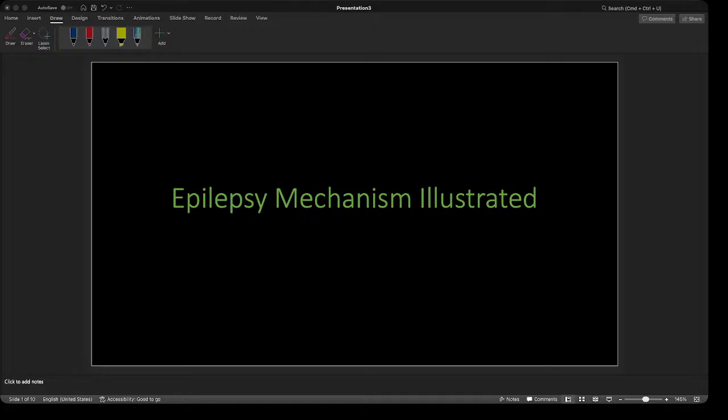I know some of you might have a little hard time understanding some concepts in this section on epilepsy. So this is just a brief illustration. Hopefully it's going to boost some concepts to understand seizure mechanisms a little bit better.